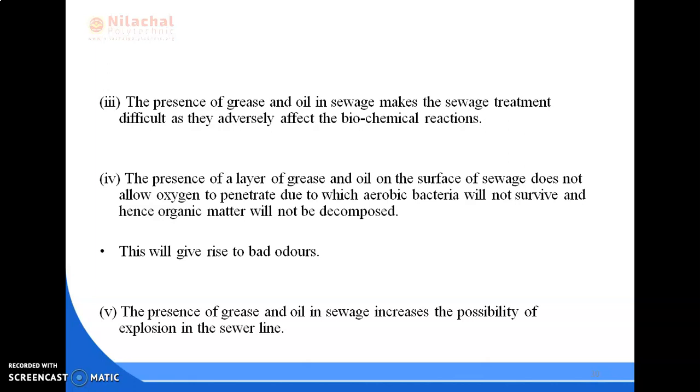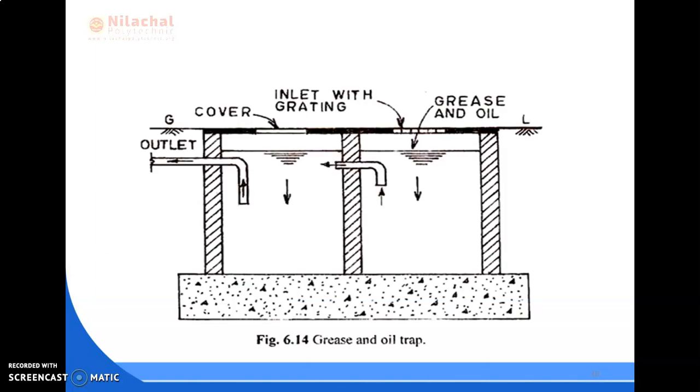The presence of grease and oil in sewage increases the possibility of explosion in the sewer line. Also, the possibility of explosion in the sewer line increases due to the presence of oil in the sewage. This is a cross section of the grease and oil trap.